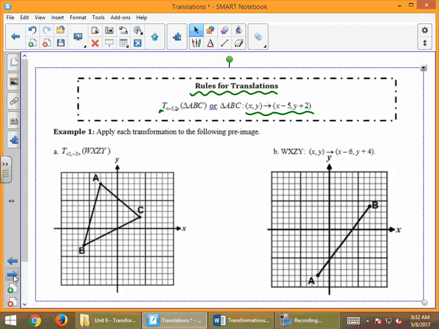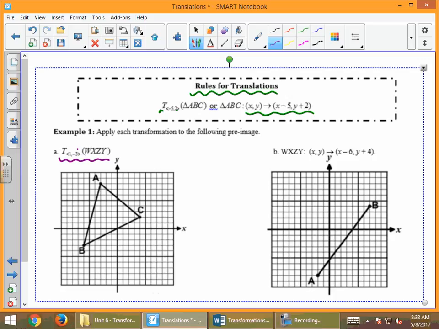So let's try a couple. Take a look at this first one, example 1. We're going to apply each transformation to the following pre-image, and that just means the original figure. Take a look at A. We have that capital T, and whenever you see that capital T, that just means translation. The first number is a +1, so each vertex of this triangle is going to move right 1. The second number is a -3, so we're going to move each vertex of that triangle down 3.